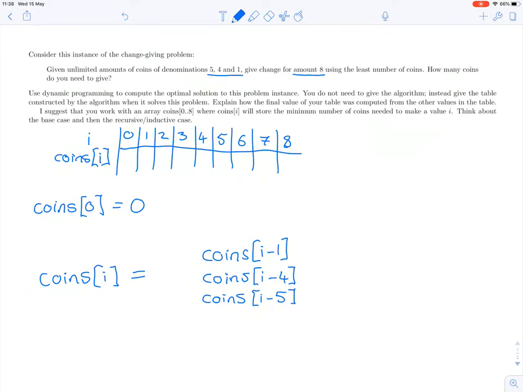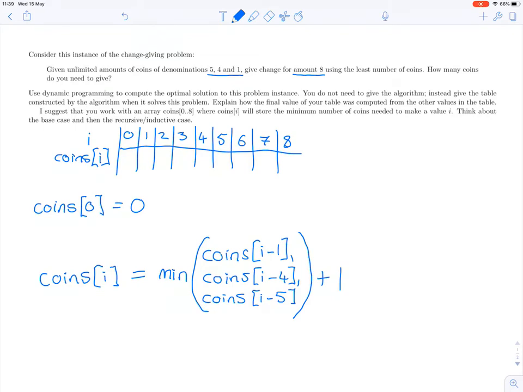Okay, so the question is, which of those 3 should I choose? Well, I'm trying to give change with the minimum number of coins possible, so I should take the min of these 3 things, and then I'm going to have to add 1 more coin.